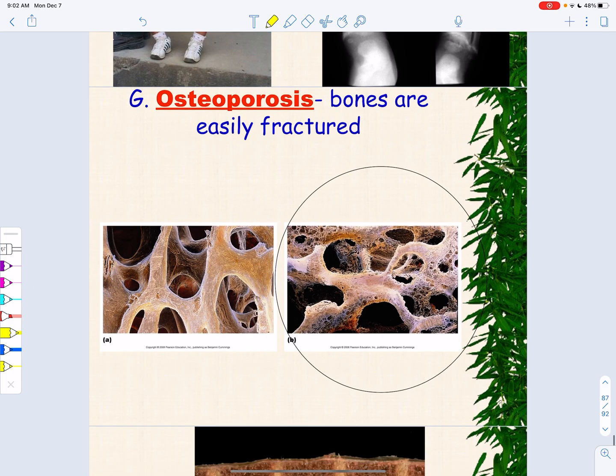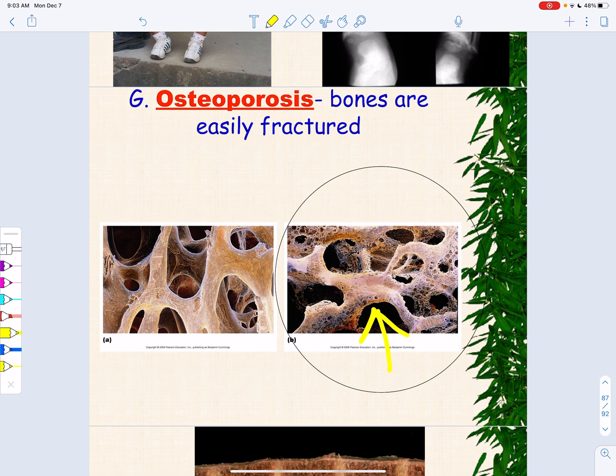Okay, osteoporosis. If you have pores in your osteo, that's bad, okay? So your bones are supposed to be nice and dense. We're not supposed to see holes in them. So you can see in the picture here that there's holes in these trabecula.